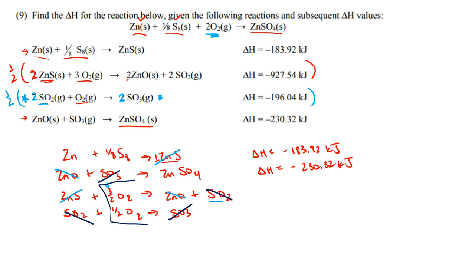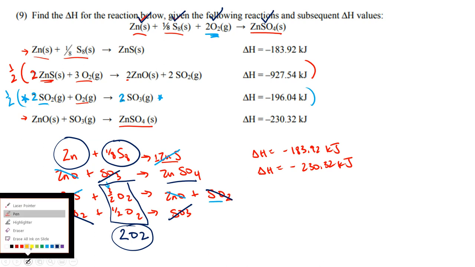3 halves of an O2 added to 1 more 1/2 of an O2 gives us 4 halves, which is 2 O2s. So we are left with zinc, check. 1/8 of a sulfur, check. 2 O2s, check. And a zinc sulfate. Perfect.